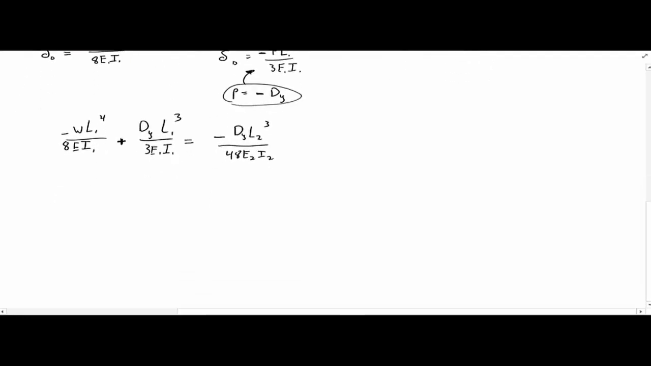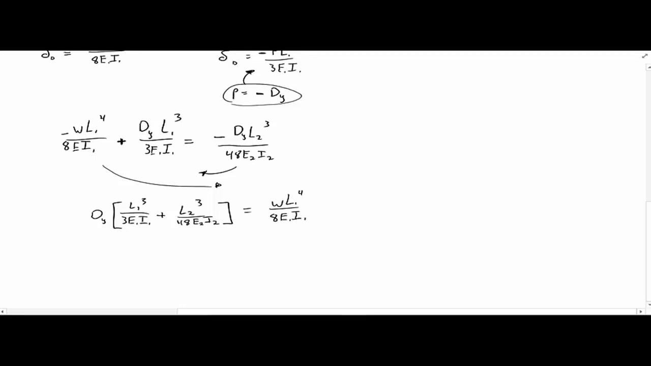So what we can do is move this over here and move this over here, and then factor out the delta sub y. You end up with delta sub y times L sub 1 cubed over 3 E sub 1 I sub 1 plus L sub 2 cubed over 48 E sub 2 I sub 2, and all of this equals W L sub 1 to the 4th over 8 E sub 1 I sub 1.